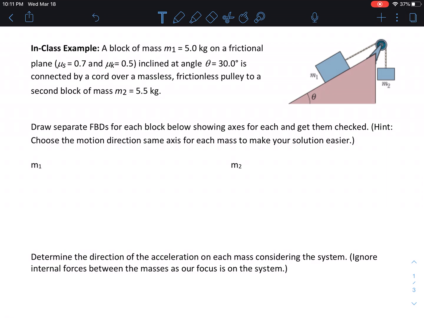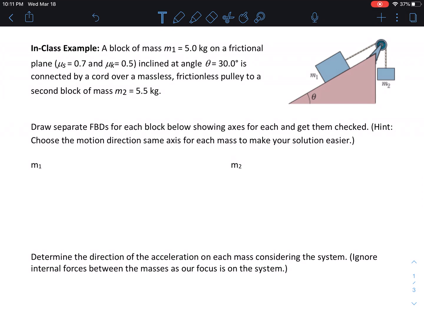The problem is very similar to what we've done in chapter 5, but remember this is chapter 6, so there's friction, although we are going to ignore drag force in this case. There are two masses. The inclined surface is frictional. Coefficients of friction are given, static and kinetic. The angle is given, and the masses of the two objects are given.